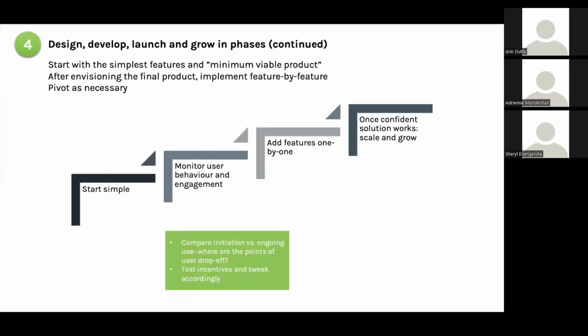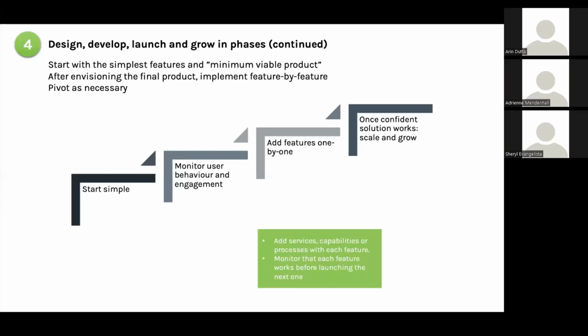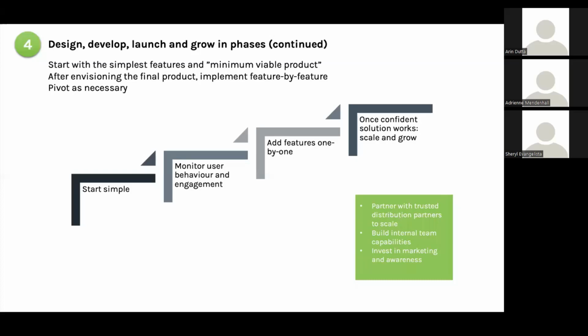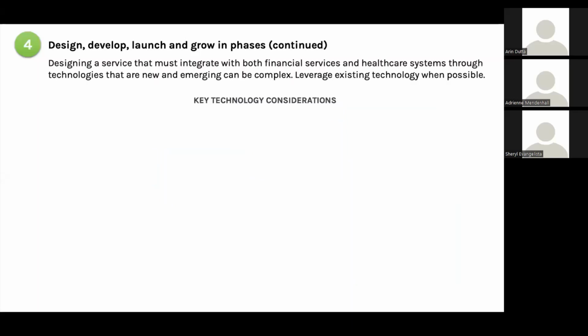We want to compare the initiation versus the ongoing use. So is the initial adoption high, but then they stop using it after 1 month, 3 months? And then you can test the incentives accordingly. Add your services and capabilities and processes with each feature. And again, even when you're bringing in the distribution partners, you also have to build the internal team capabilities at the same time so they're able to deal with that larger volume of data and transactions. And this is the point where it's good to start investing in the marketing and the awareness.